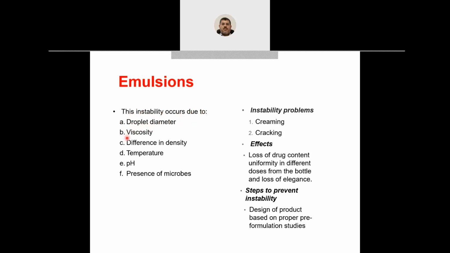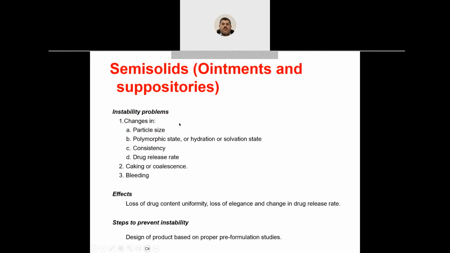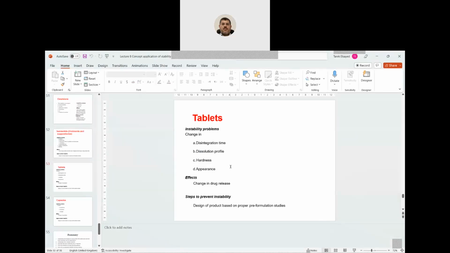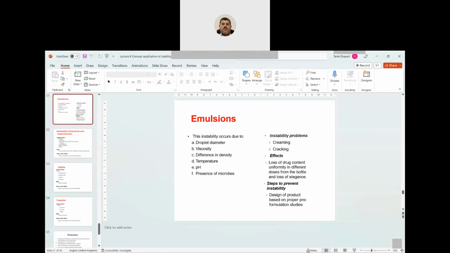So instability may occur due to change in droplet diameter. Usually when we increase the viscosity of the external phase, there will be slower movement, so you increase the stability of the emulsion.